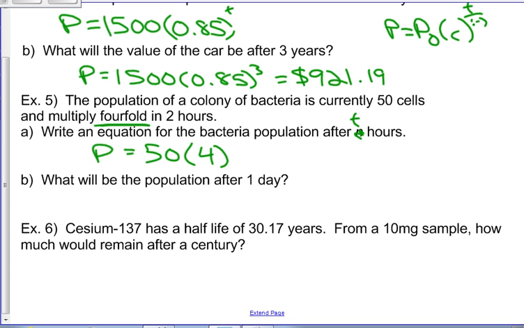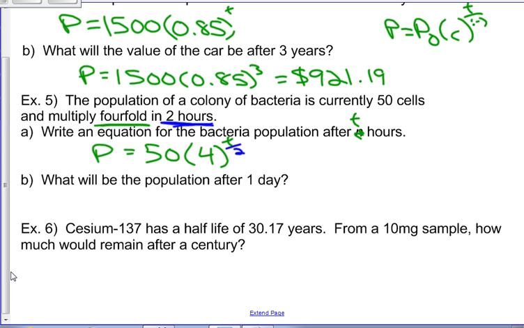So if you see 4-fold or 3-fold or 2-fold or doubles, that's telling you exactly what the base of your exponent is. Okay, here t is unknown to us, but this thing happens every 2 hours. That's the smiley face. That's the time for one of these described changes.